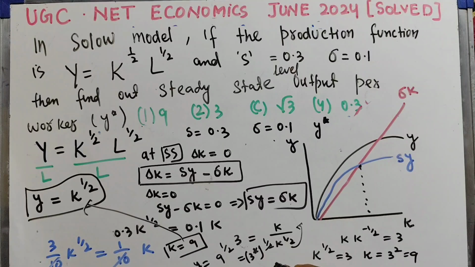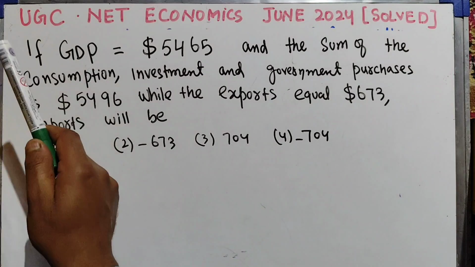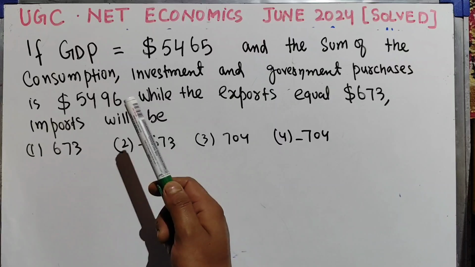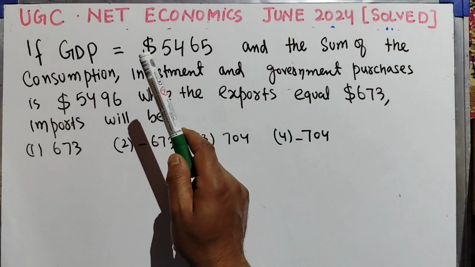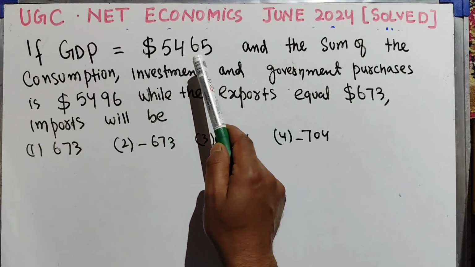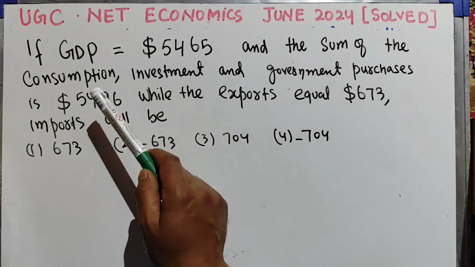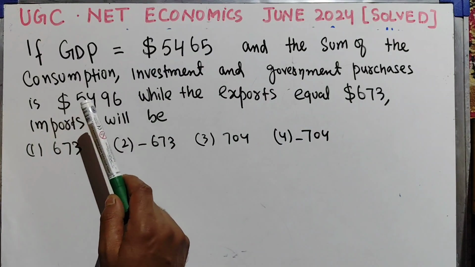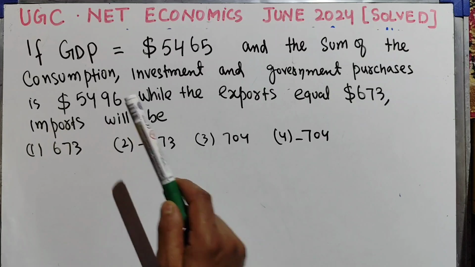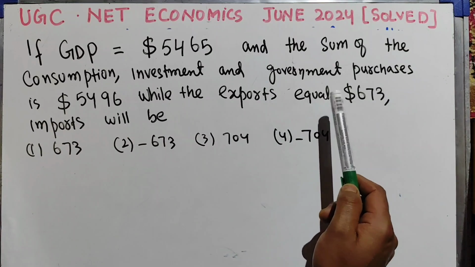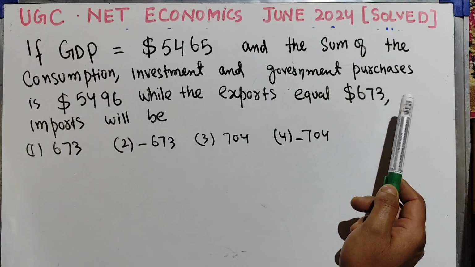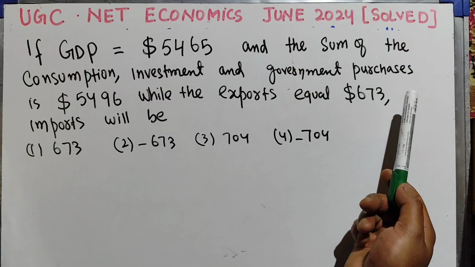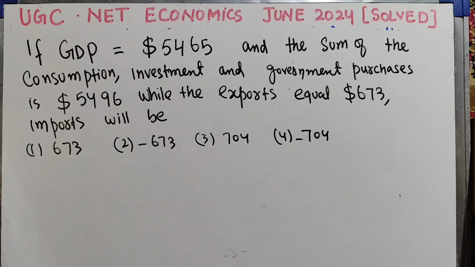So 2 gets cancelled. So output per worker will be equal to 3 in this question. Next question is, if GDP, which is measured in $1 billion, is equal to $5,465 billion and the sum of the consumption, investment and government purchases is equal to $5,496 billion, while the exports are equal to $673 in $1 billion, we have to find out the import level.